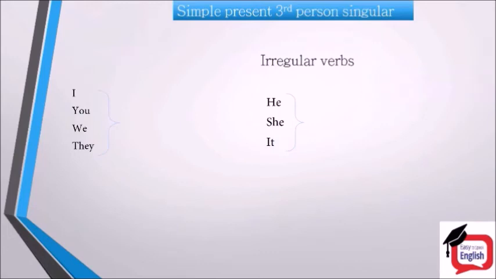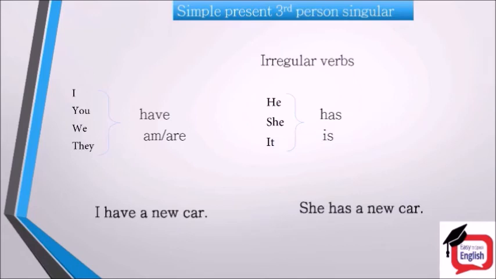We have also irregular verbs like have, which becomes has, and the verb be, which is I am and you, we, they are, becomes is for he, she, and it. I have a new car. She has a new car.